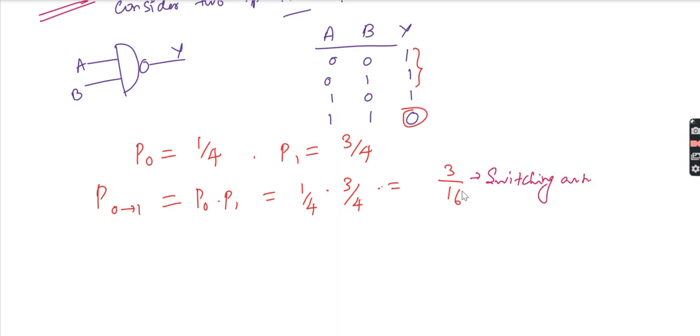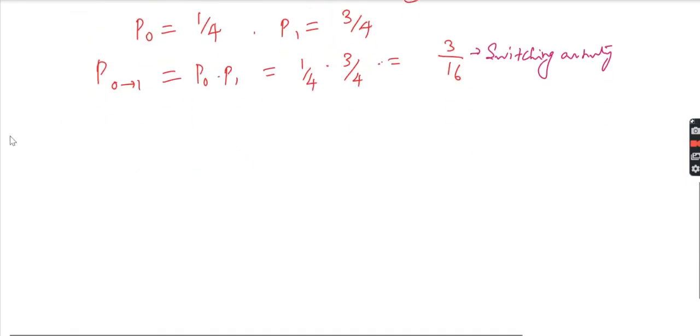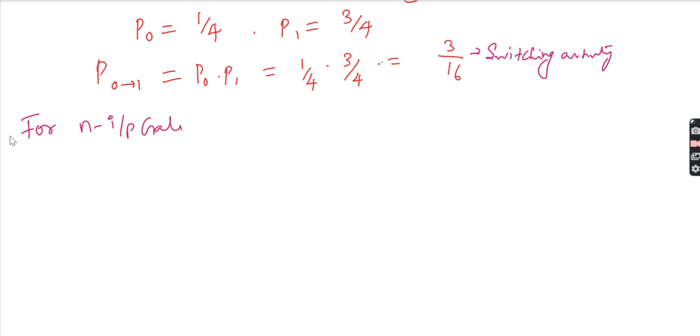The switching activity for a 0 to 1 transition is 3 by 16. This is only for 2 inputs. Now let me take an n-input gate. That was for only 2 inputs, I said, right?